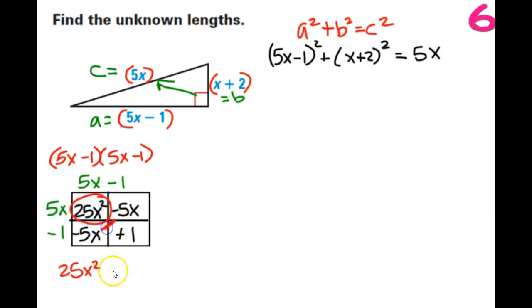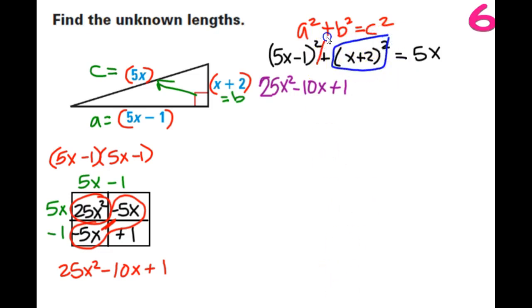A negative 5 and a negative 5, they're all negative, so in total we have negative 10. We're adding these up now: negative 10x, and then plus 1. So I'm going to just rewrite this up here: 25x squared minus 10x plus 1. Then we have this next piece, x plus 2 squared.